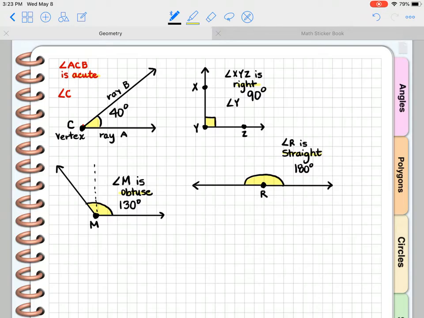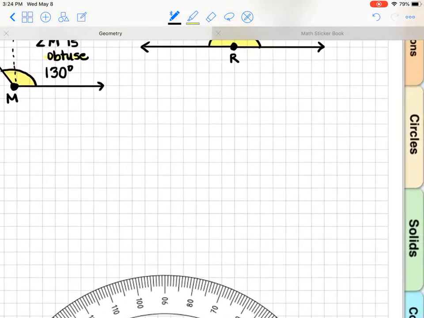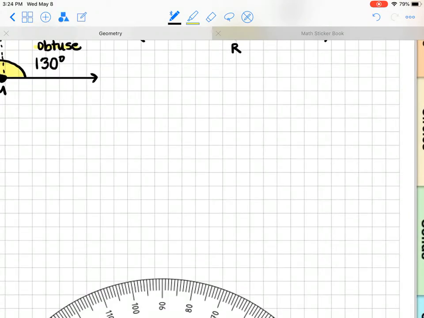Okay, let's draw a reflex angle. And to do that, let me start us out with some rays. That's the easiest way, I think, to see it. So let's make a ray that points to 0, if 0 is on this side. So there's this ray.